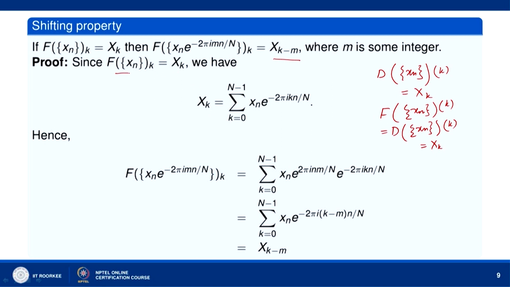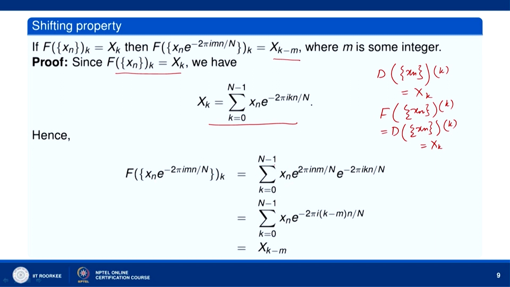We can see that this X_k is now given by sigma n equal to 0 to N minus 1 x_n e to the power minus 2 pi i kn by N. Now, multiply x_n by e to the power 2 pi i mn by N. Okay. So, we will replace here x_n by x_n e to the power 2 pi i mn by N to get the discrete Fourier transform of this sequence.